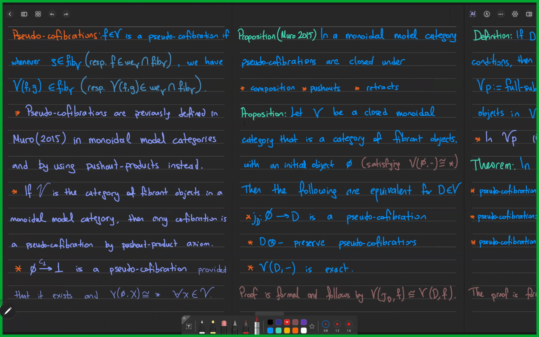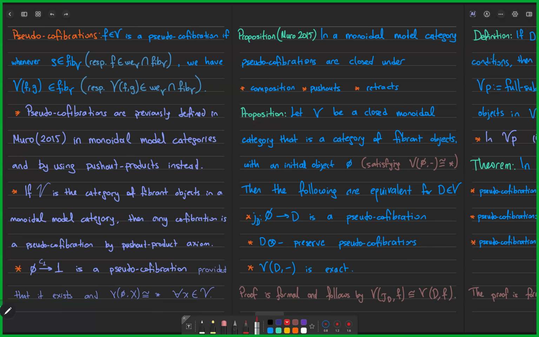So pseudo-cofibrations are closed under composition, closed under taking pushouts, and closed under retracts. Actually, they are also closed under direct colimits under some properties. But since we are only working with fibration categories, we don't need that, so I don't write them. So we have a proposition here.